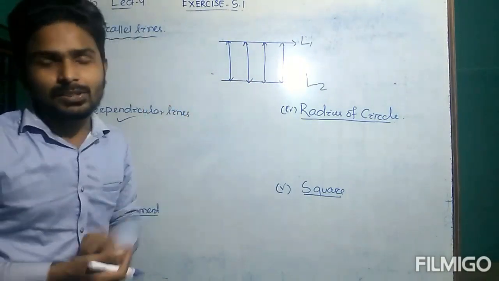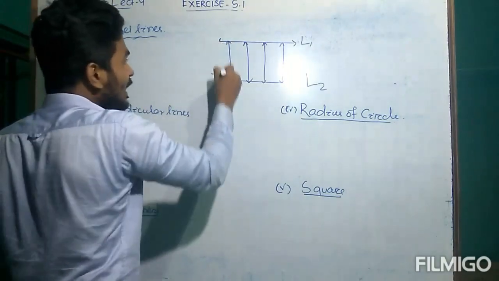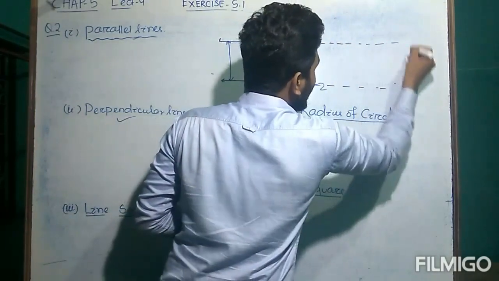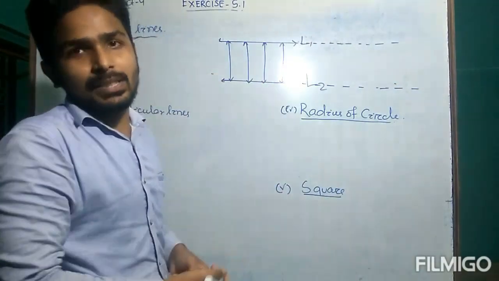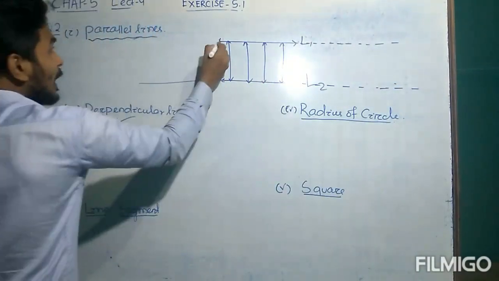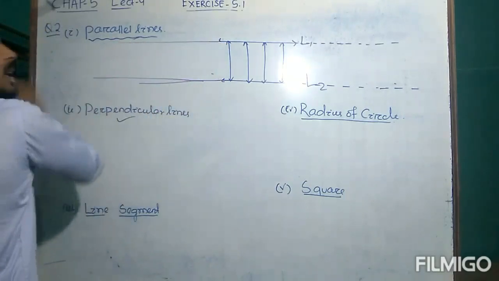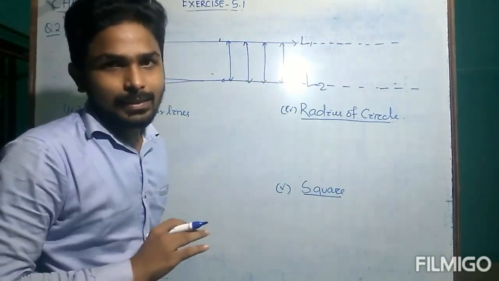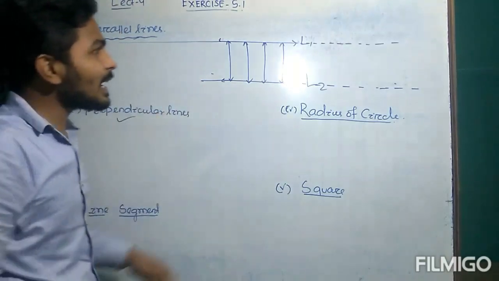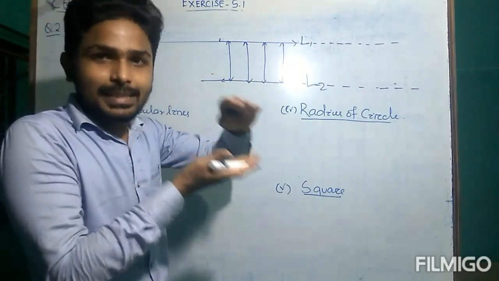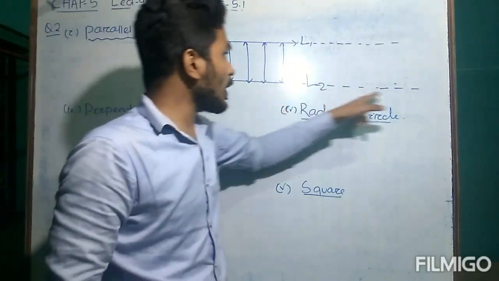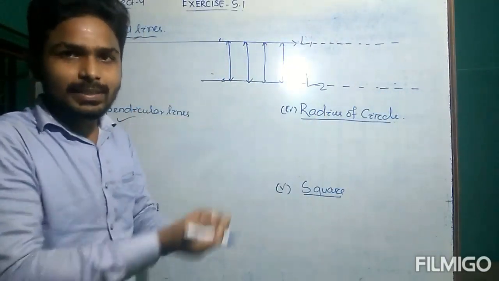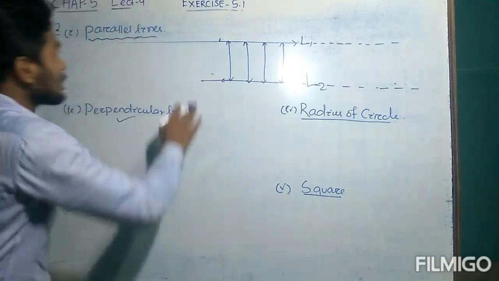And there is also a second condition. What is the second condition? The second condition is that if we produce these two lines infinitely, they will never meet each other. If you produce these two lines in any direction, then they will never meet each other. These are the two basic conditions in order to be parallel lines. The first condition is that the distance between the two lines must be same. In the second condition, if we produce these two lines in any direction, then they will never intersect or meet each other. So this is the definition.